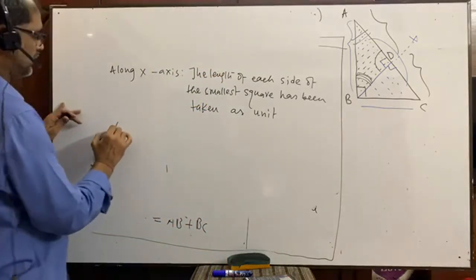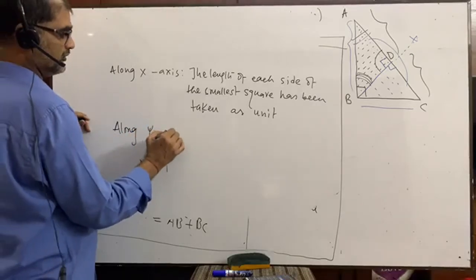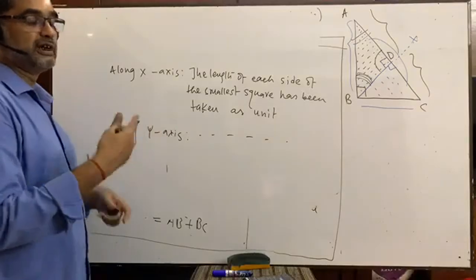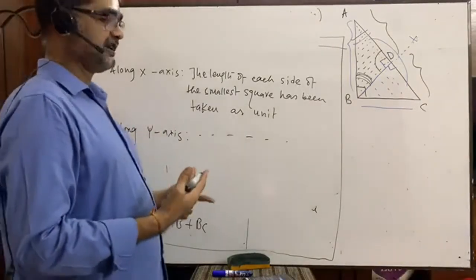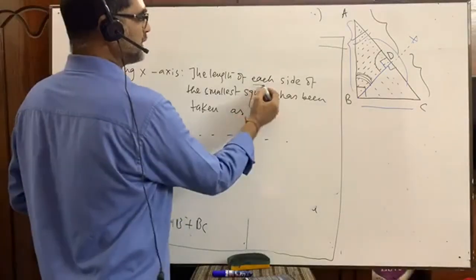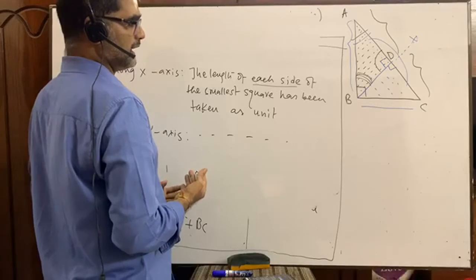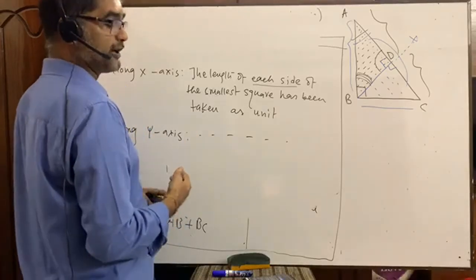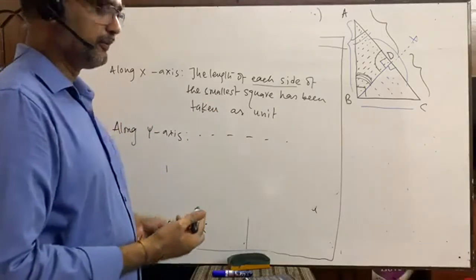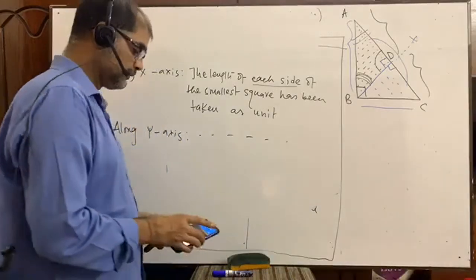And along y-axis, you can write also that same thing. Or if you just change, suppose here you can take two sides, then according to that you have to write the length of two sides. Okay, in this way. Any other question from you?